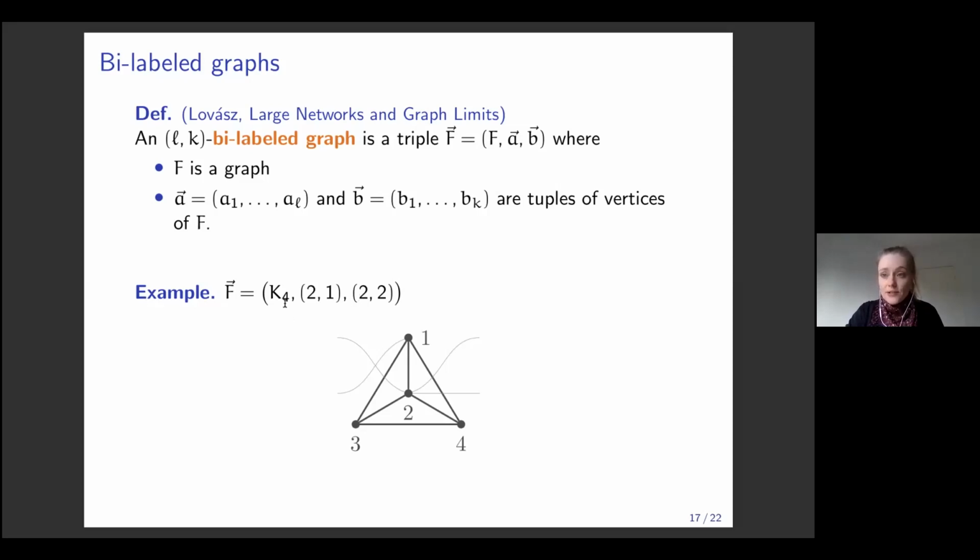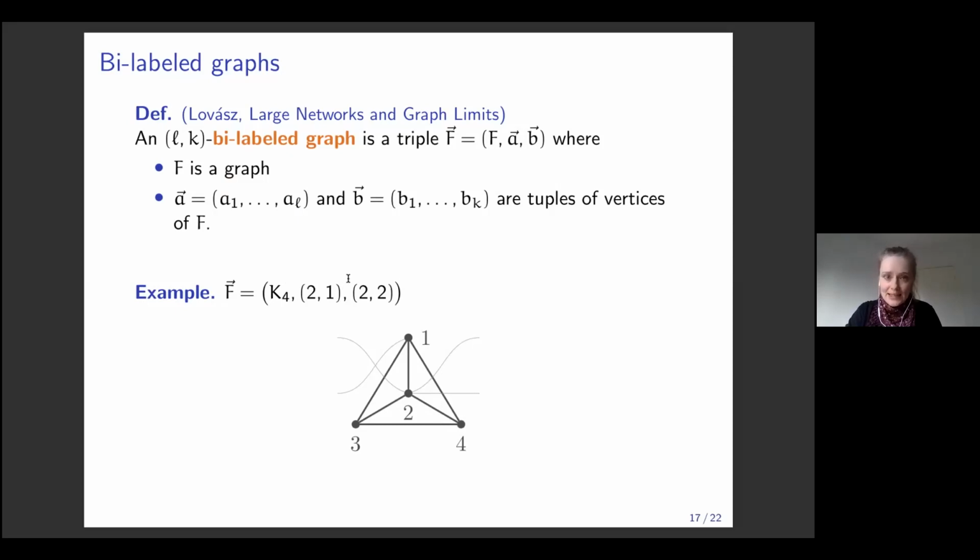The underlying graph is K4, the complete graph with 4 vertices. The left tuple contains vertices 2, 1. The right tuple contains vertices 2, 2. Now I want to show you how we can draw these bilabeled graphs. Well, the graph part we know how to draw, so we draw the graph first.